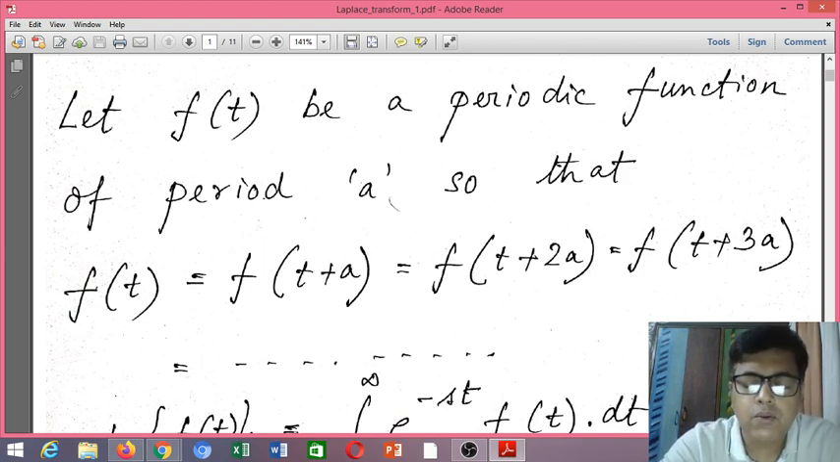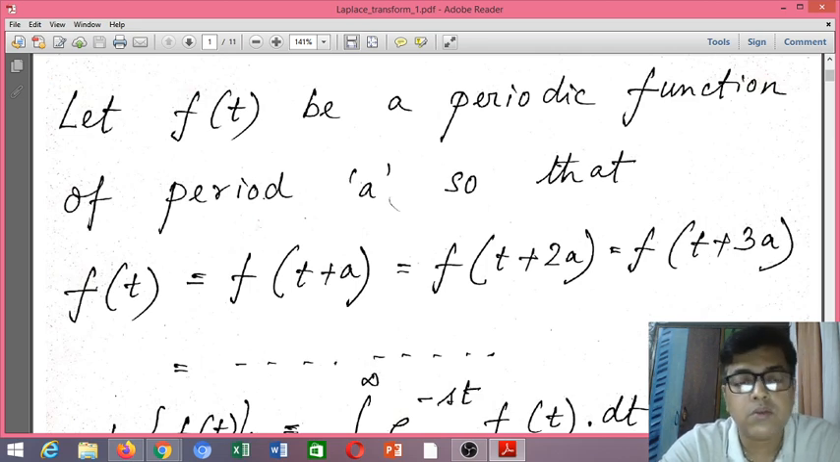Then again you add a units of time, that is at t plus twice a, it is f of t plus twice a, which is equal to f of t, and that's also equal to f of t plus thrice a. So it goes on repeating after every a units of time. So that's the main property of a periodic function. Very good examples are the trigonometric functions.